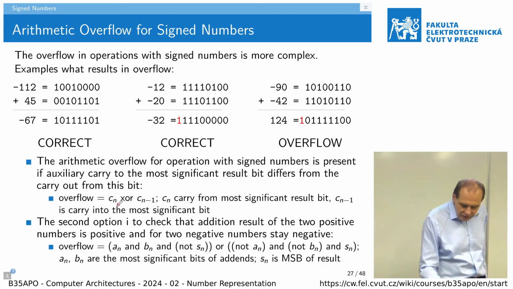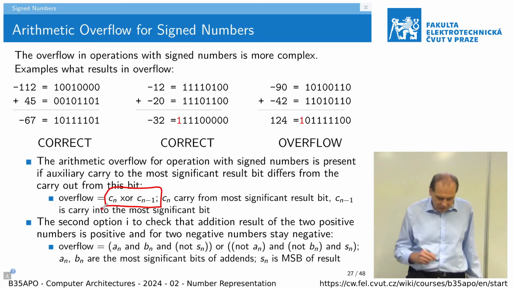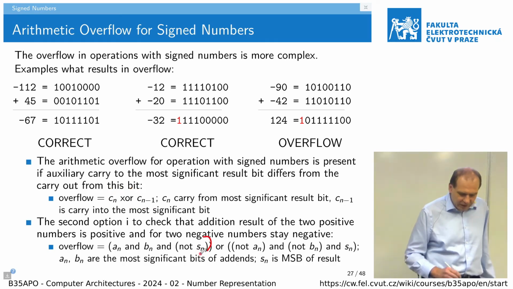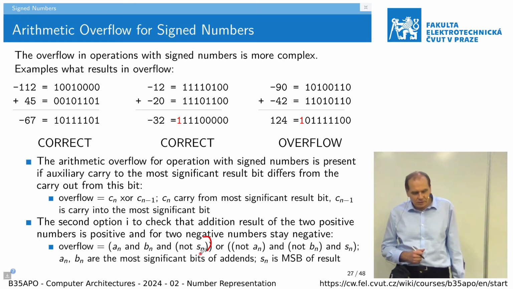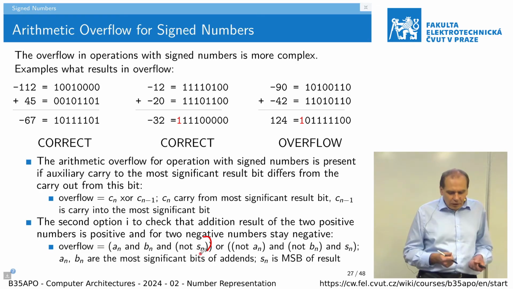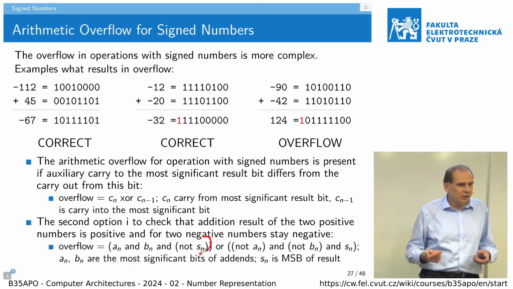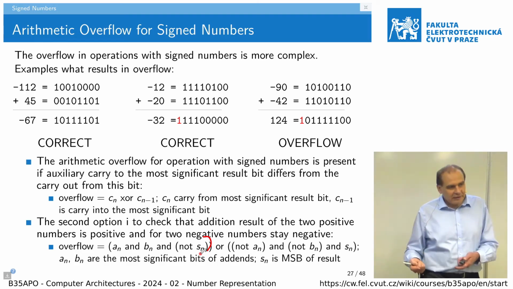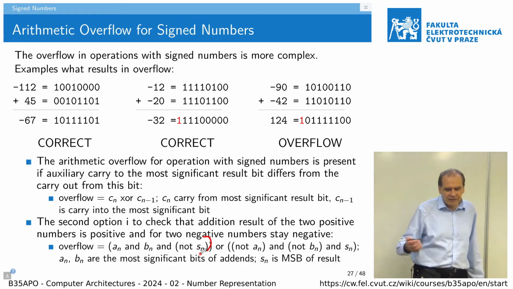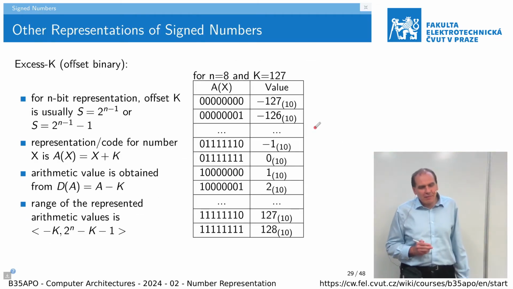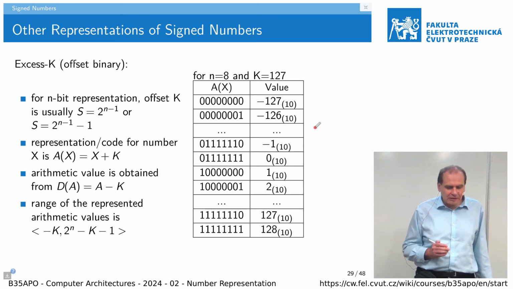So we can detect overflow this way, by checking the carry from the most significant bit and into the most significant bit. Or the other option, which is a little more complex to write but maybe easier to understand: if the sign of the inputs is positive and the result is negative, then for sure there is some problem. And vice versa. If the sign of the inputs is negative and the sign of the output is positive, then we have arithmetic overflow.